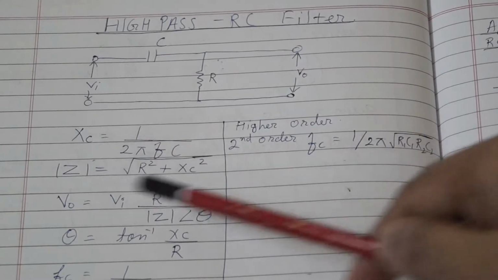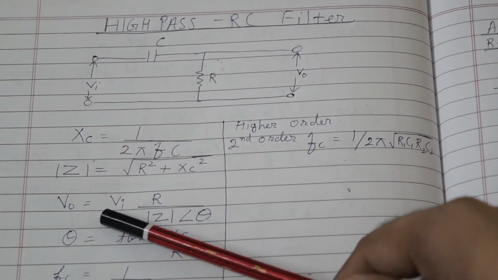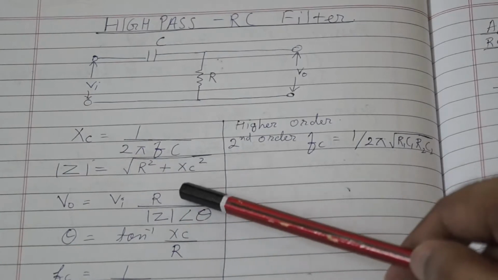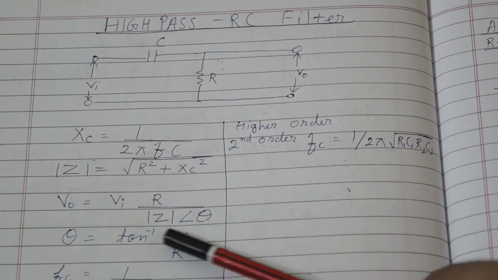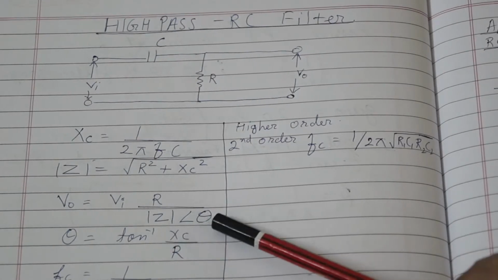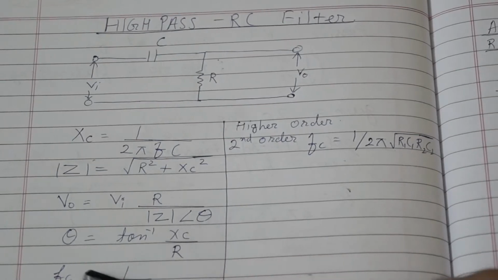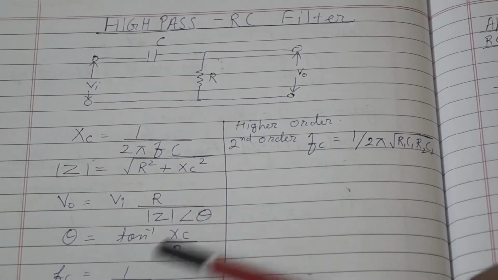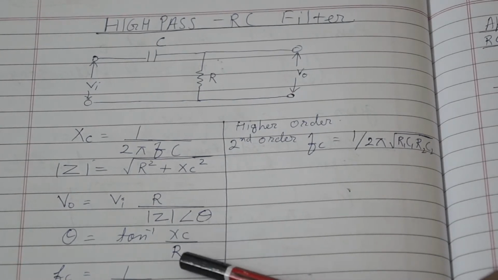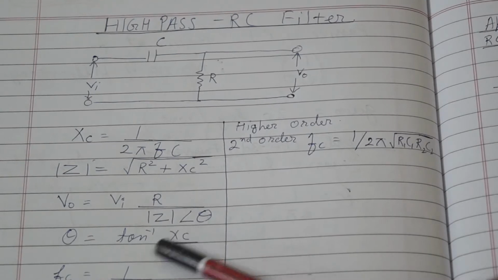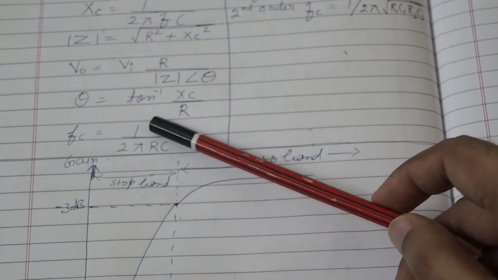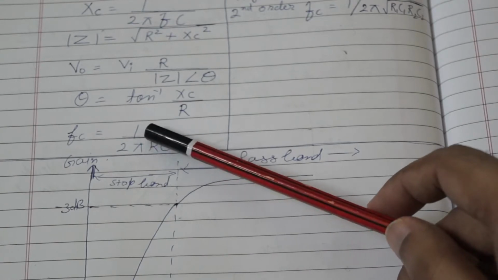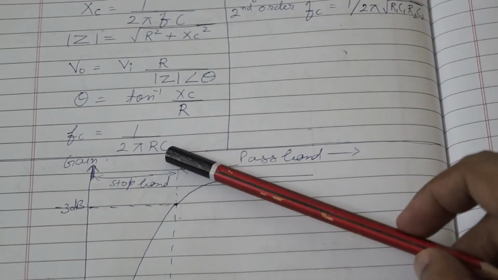XC is our reactance, and the output voltage is given by V input times R divided by the magnitude of the impedance, and this is the angle of the impedance. The angle we can calculate using tan inverse of the reactance part divided by the real part, or the resistance of the resistor. We calculate the cutoff frequency using the formula 1 divided by 2 pi times R times C.